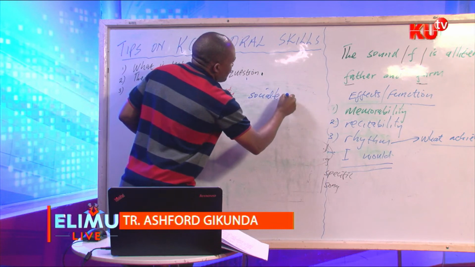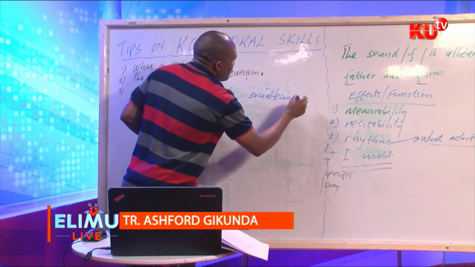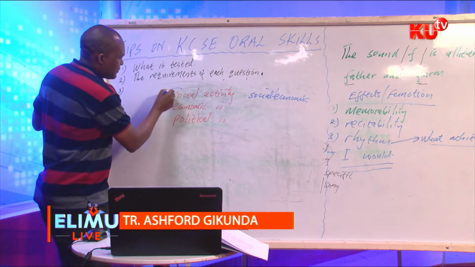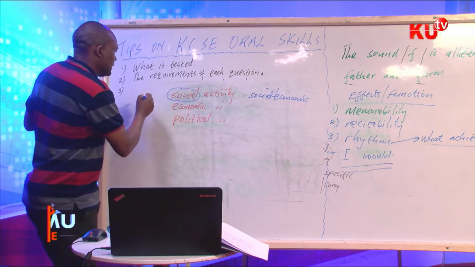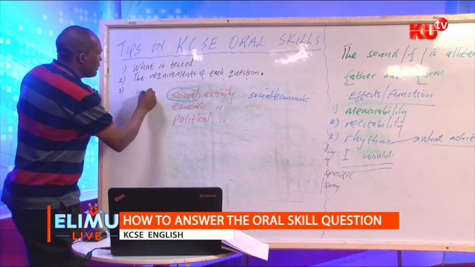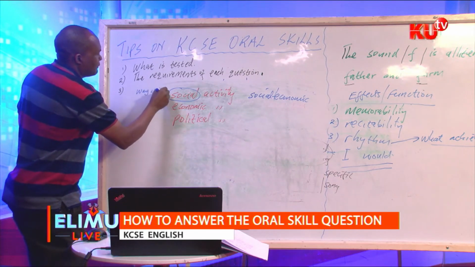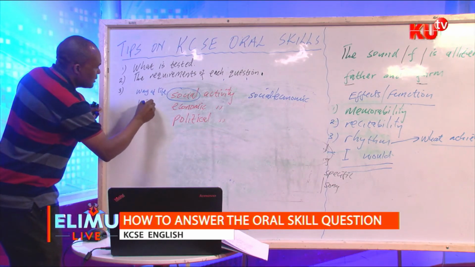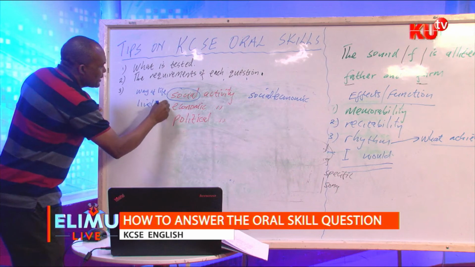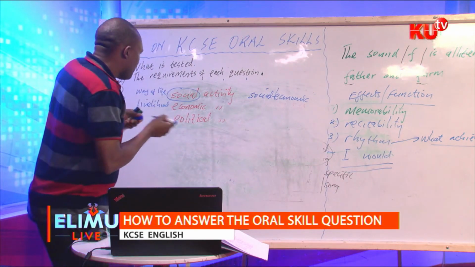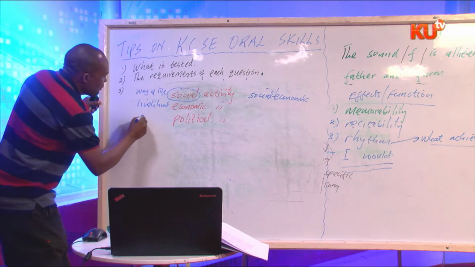Socio-economic activity. Socio is way of life. Economic is livelihood. How do the people in that community earn? Are they farmers? Political is how they were governed.